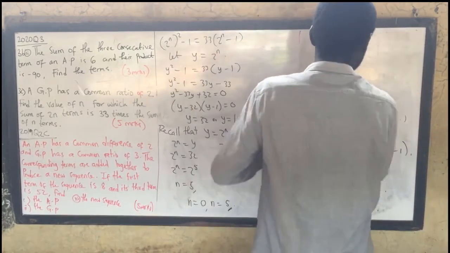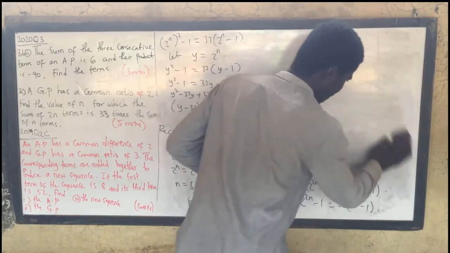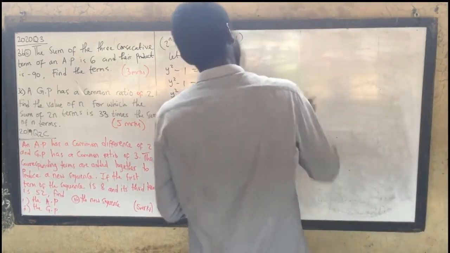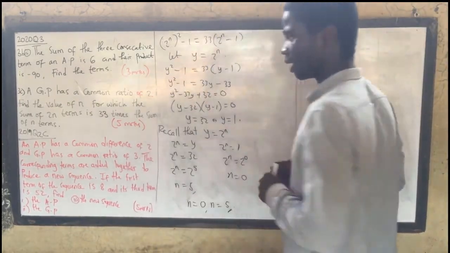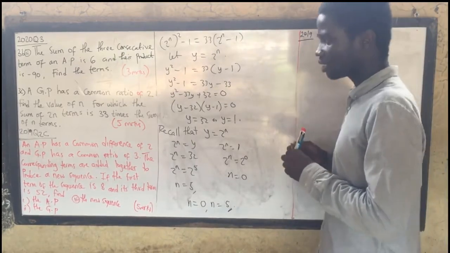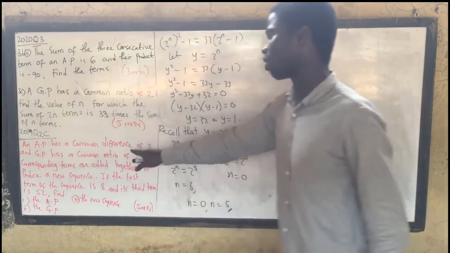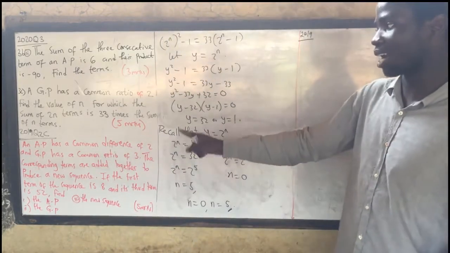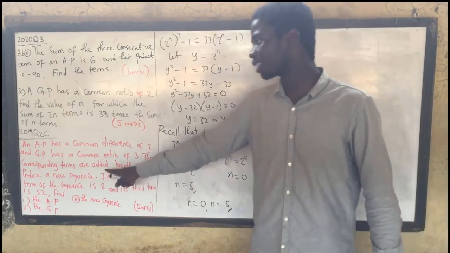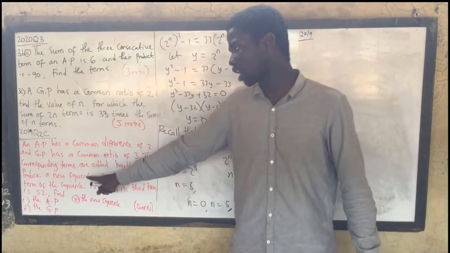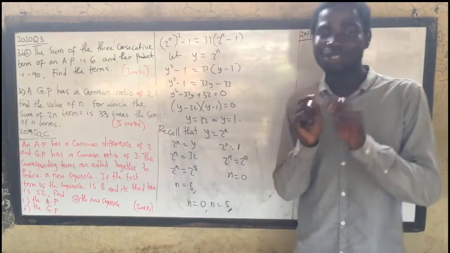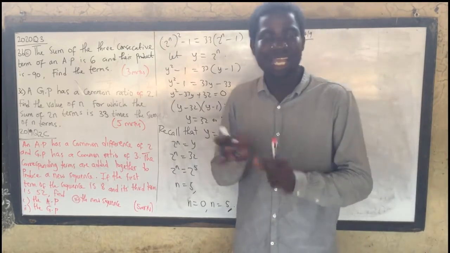Now the next one, 2019 question 2C. So this one now, they say an AP has a common difference of 2, and a GP has a common ratio of 3. The corresponding terms are added together to produce a new sequence. So now they are talking about two things, both an AP and a GP.